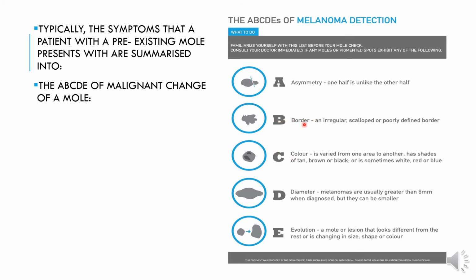B stands for border, an irregular border which is poorly defined. C is for color. That's the color is varied from one area to another, that has a variegated appearance. D is for diameter, an increase in diameter of the mole, while E is for evolution, a change in size, shape, or color of the mole.